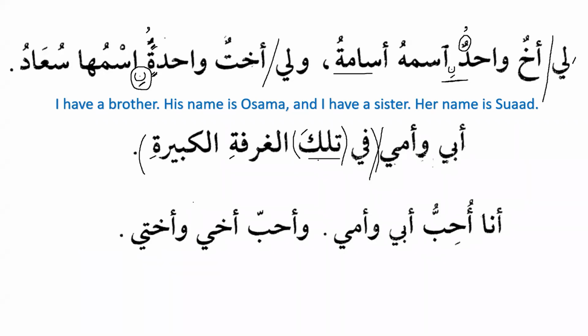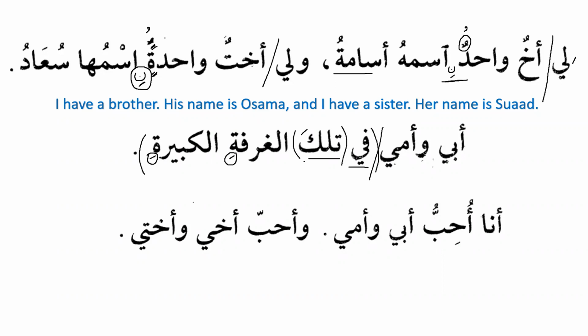We know that tilka, the ending will not change because this is ismun mabniyun, a fixed noun. But now we can see that after tilka, al-ghurfa al-kabira has to take kasra. Why? Because before that we have fi, harf jar. So because of harf jar, al-ghurfati al-kabira. So what will we say about tilka? We will say tilka is majroor, but it is mahallan majroor, meaning it's in the place of jar, but we can't see the ending because it is a fixed noun.